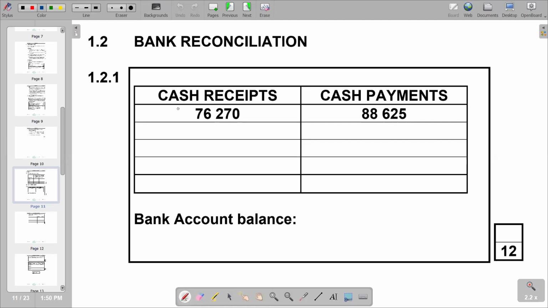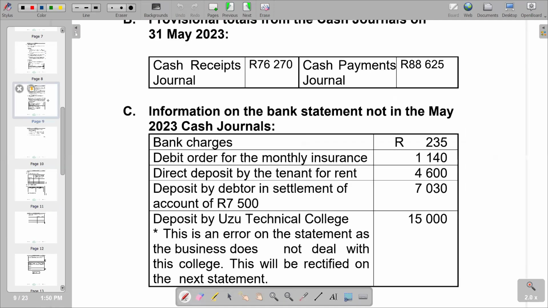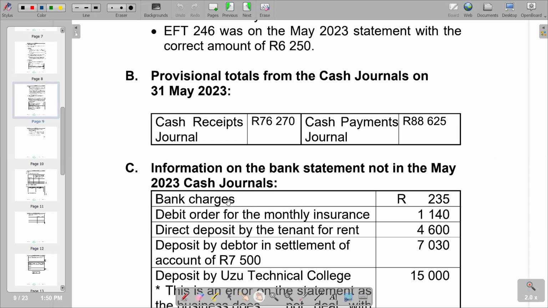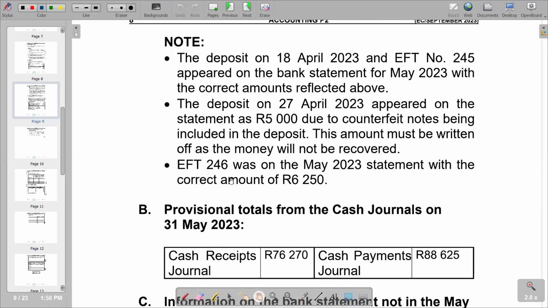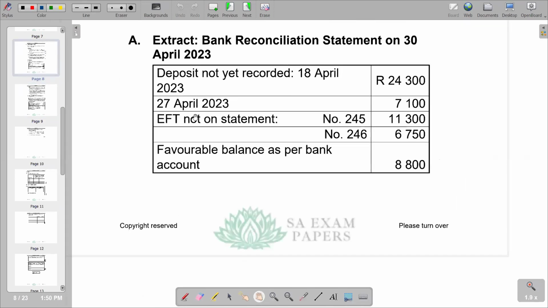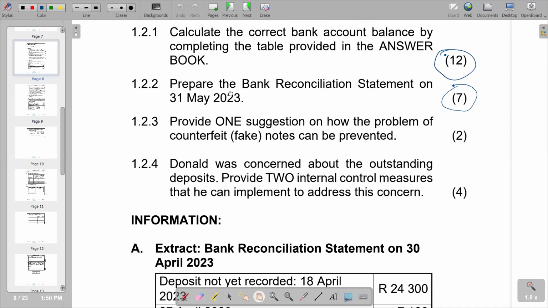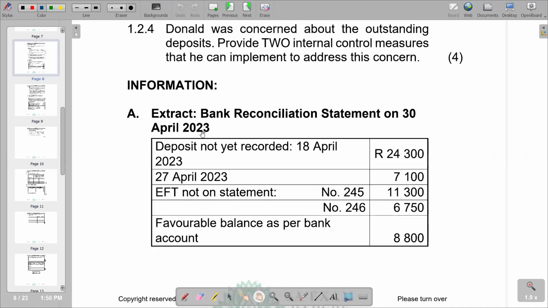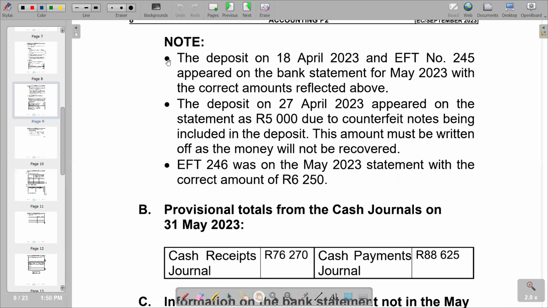So we are going to start on updating our cash receipts journal and the cash payment journal. Our opening balances have been pre-entered, so we can start looking at the adjustments which need to be done. We start with information A, where we have the extract of the bank reconciliation statement on 30th April 2023. The information explained in terms of these balances is in the notes part.